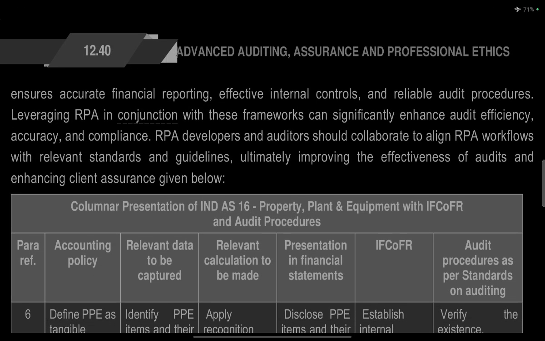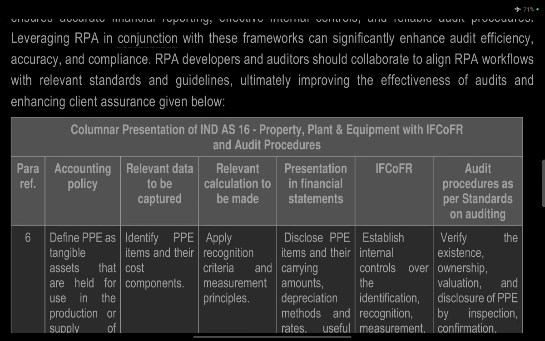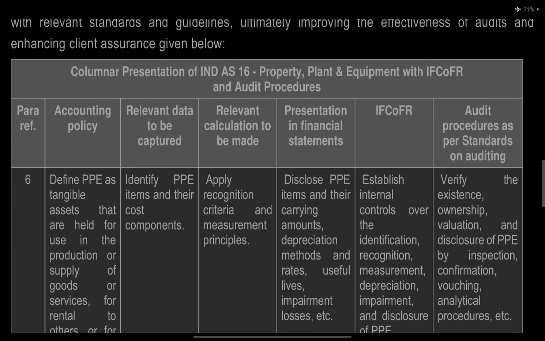Ensure accurate financial reporting, effective internal controls, and reliable audit procedures. Leveraging robotic process automation in conjunction with the framework can significantly enhance audit efficiency, accuracy, and compliance. RPA developers and auditors should evaluate and collaborate to align RPA workflows with relevant standards and guidelines, ultimately improving the efficiency of audit and enhancing client assurance, as given below.